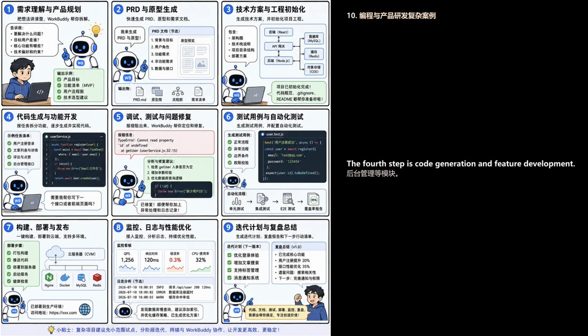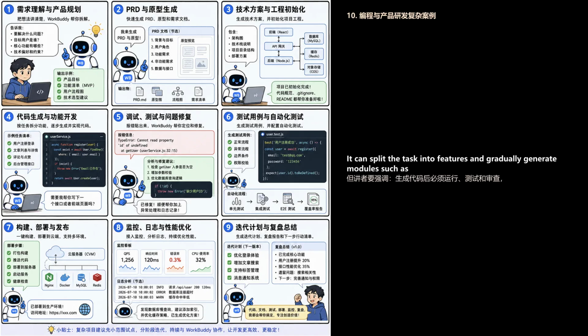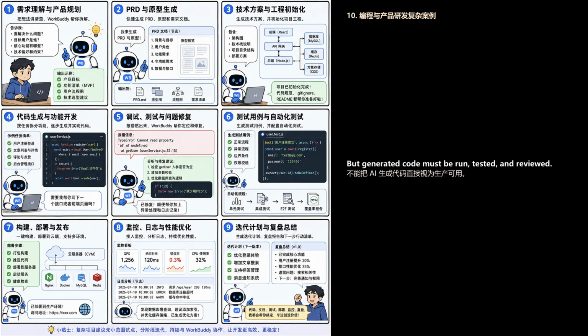The fourth step is code generation and feature development. It can split the task into features and gradually generate modules such as registration and login, article lists, comments and likes, and admin management. But generated code must be run, cleansed, and reviewed. Do not treat AI-generated code as production-ready by default.